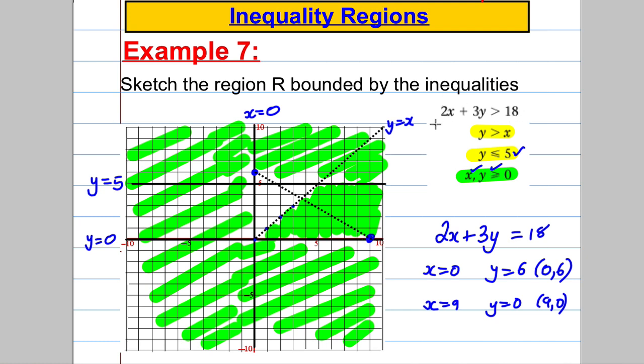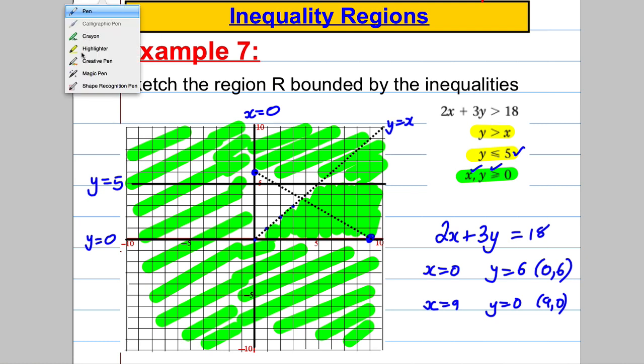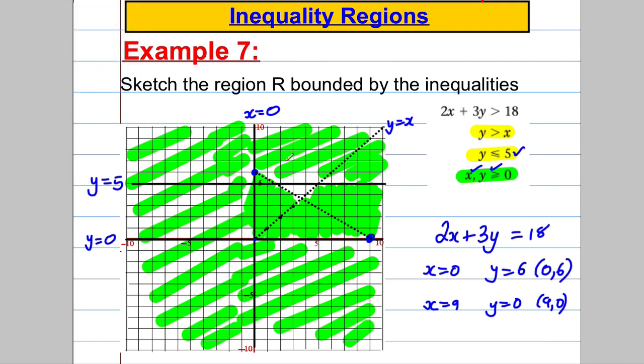I want above the line, it's of the form ax plus by is bigger than or equal to that, so I want above the line, so I'm going to shade everything below the line. So I'd shade this here. And you can see now that our region is this thing here, that triangle, which is hard to see, but I'll label that R like that, and we're done.